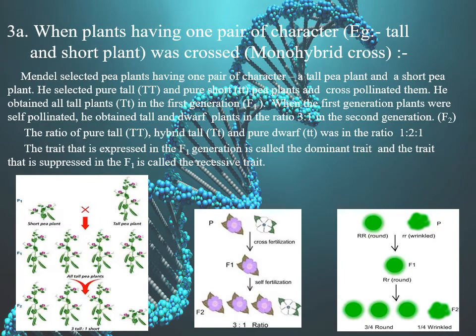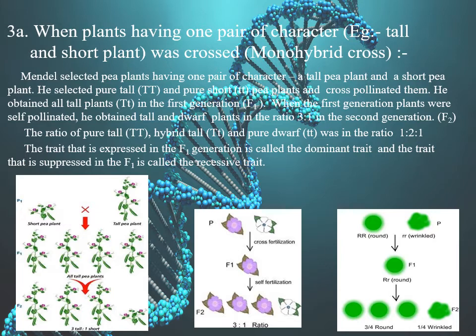So now we will pass on to Mendel's experiments. When plants having one pair of characters were chosen by Mendel, he called that cross a monohybrid cross. Example, tallness and shortness. That is a single trait or a single character. So Mendel selected pea plants having one pair of characters, a tall pea plant and a short plant. And he selected pure tall and pure short pea plants and cross-pollinated them.